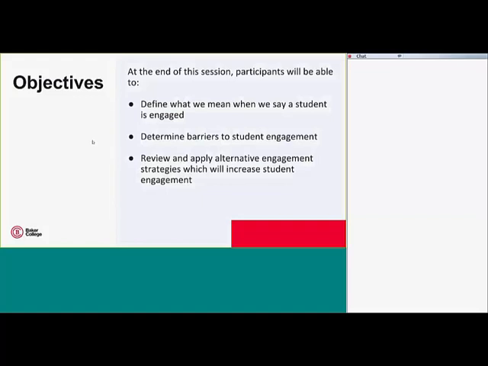Today we're going to talk about what we mean when we say a student is engaged. We're going to determine barriers to student engagement, and we're going to review and apply some alternative engagement strategies which will increase student engagement. Now remember, this is a 4-part series, so it may seem like we're taking it really slow, but I want to make sure that we get into some of the stuff really deep so you get the most bang for your buck, okay?